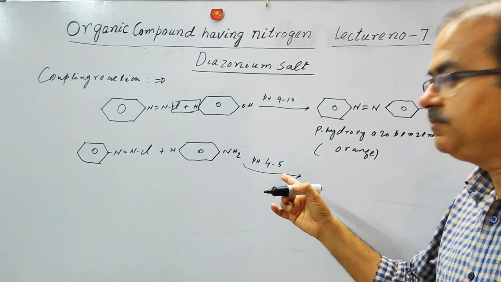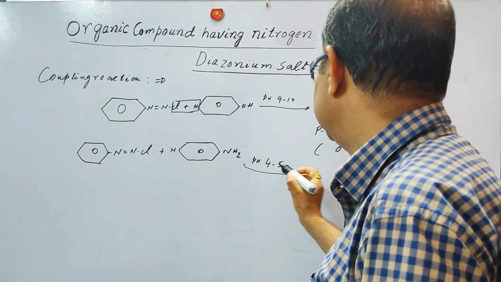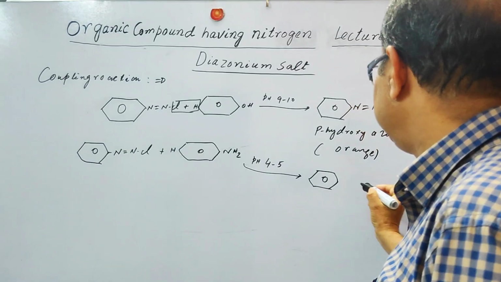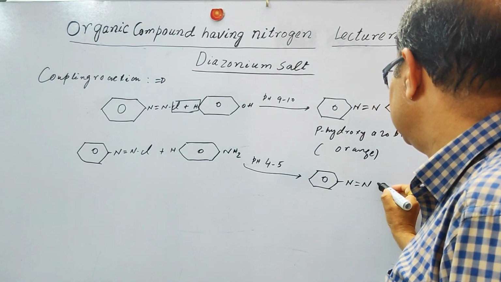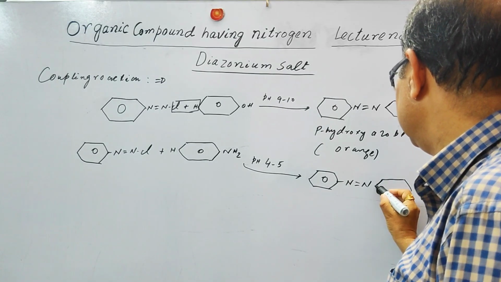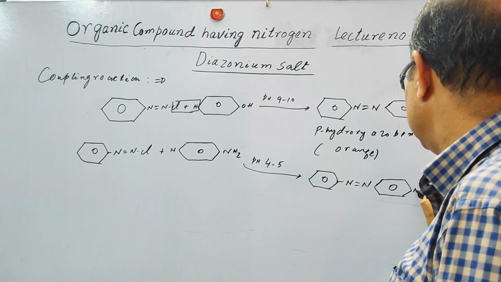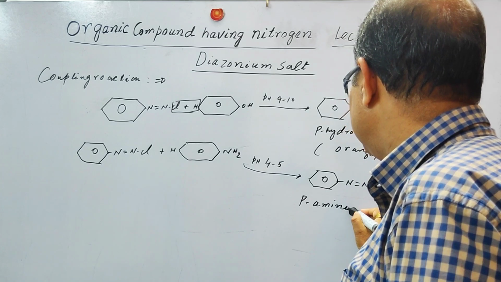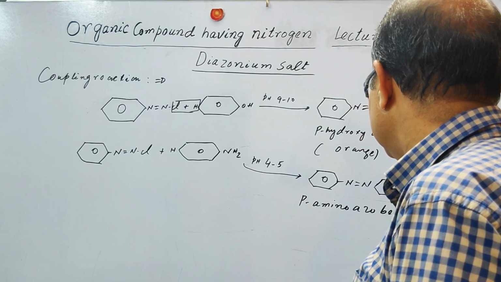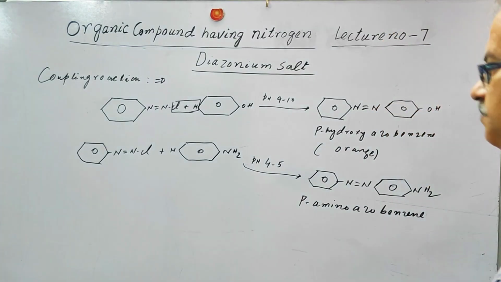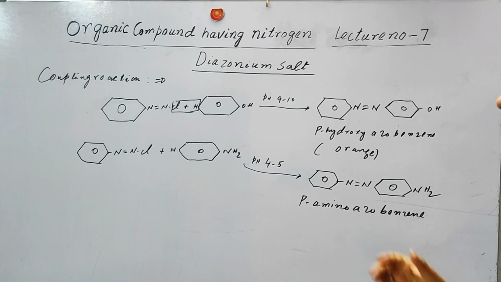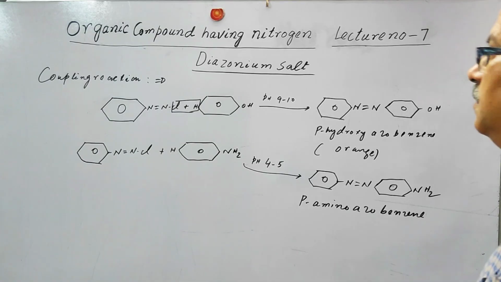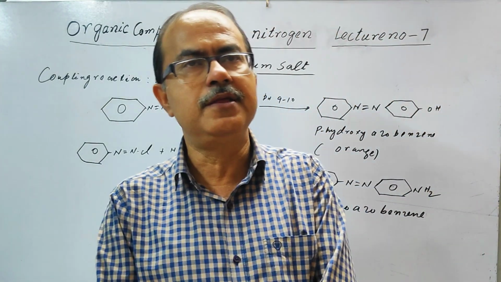This is the reaction with aniline. The reaction takes place at pH 4 to 5, that is, in acidic medium, and it is going to produce para aminoazobenzene.